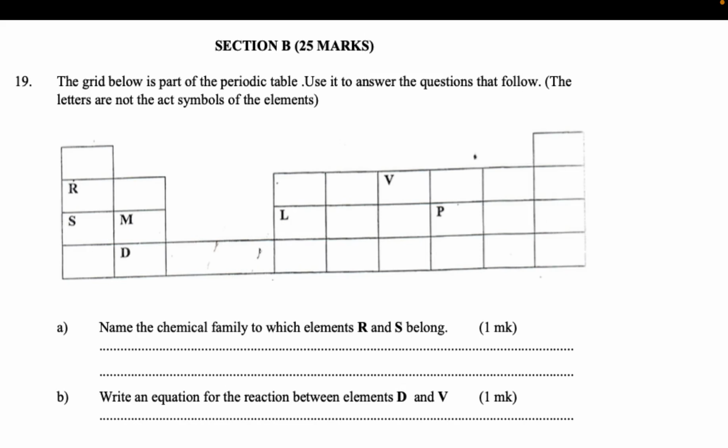Section B, 25 marks. 19. The grid below is part of the periodic table. Use it to answer the questions that follow. The letters are not the actual symbols of the elements. Name the chemical family to which elements R and S belong. Write an equation for the reaction between elements D and V. 1.